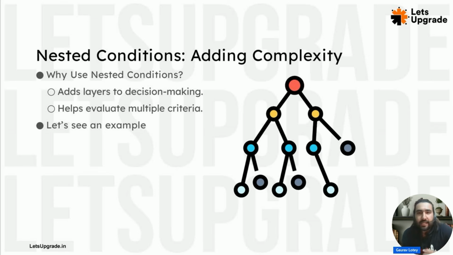Now that we have a fair idea about the if elif else block, let us understand the nested conditions, which is nothing but adding a little bit more complexity into the current understanding of our if elif else blocks. So what if you have multiple criteria to evaluate? That's where the conditions get nested, right? They allow us to add layers into decision making, right?